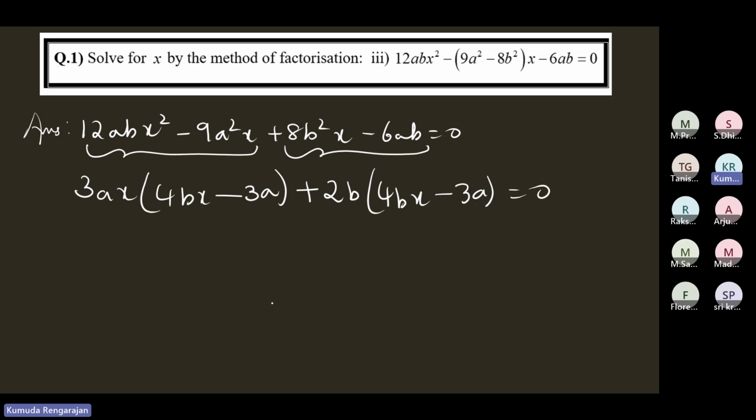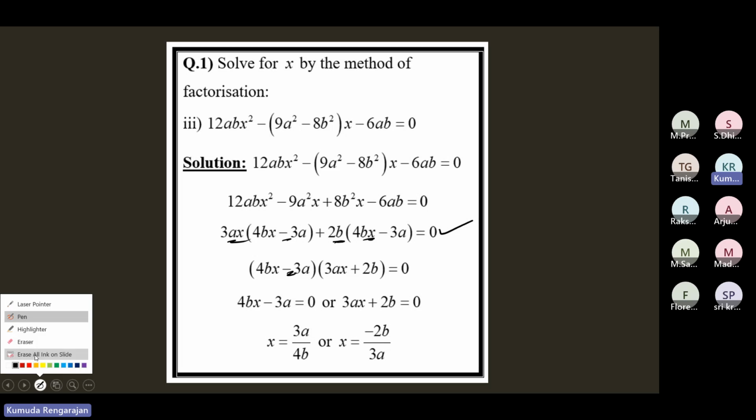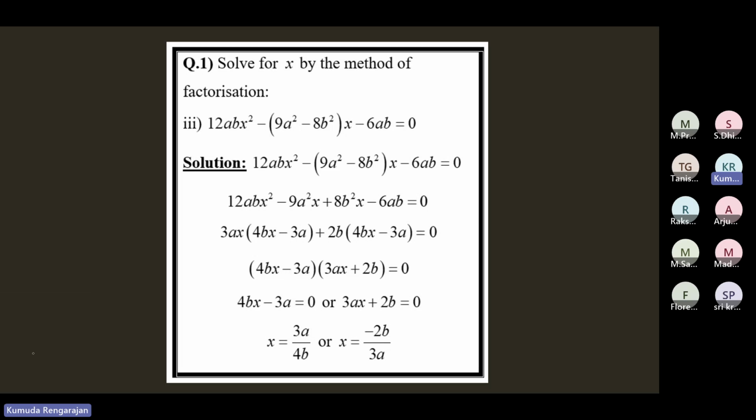After this, you know. Very good. Take a picture. After this step, all of you know how to proceed. After taking common, you'll have to write this one once, then group these two, 3ax plus 2b, then equate each factor to 0 and find the roots.